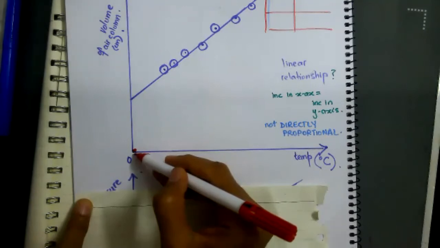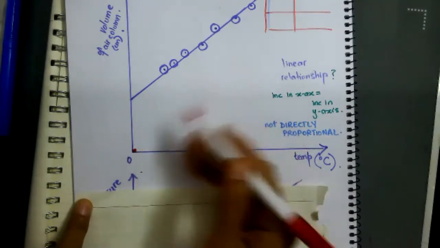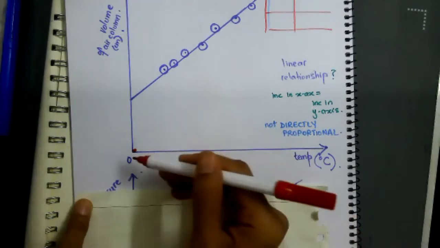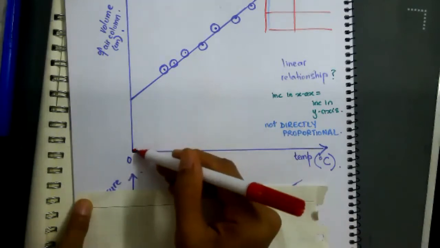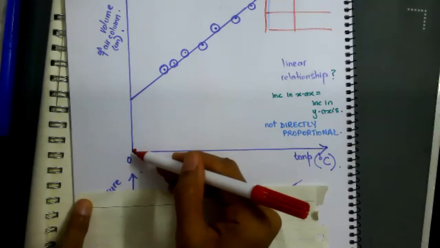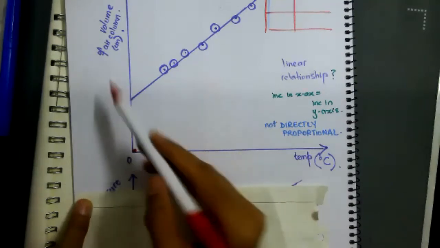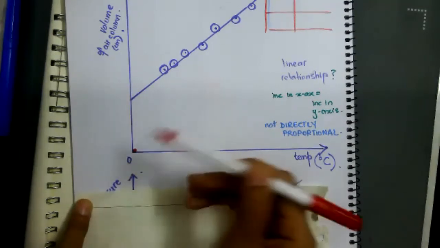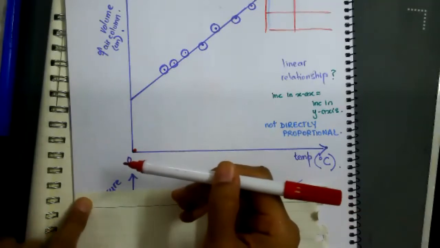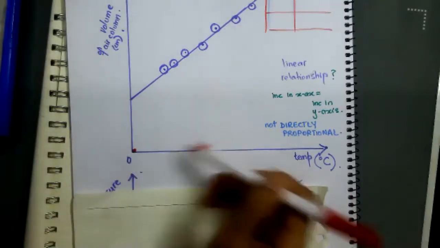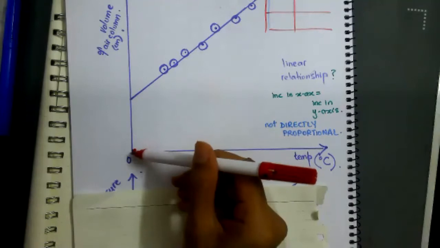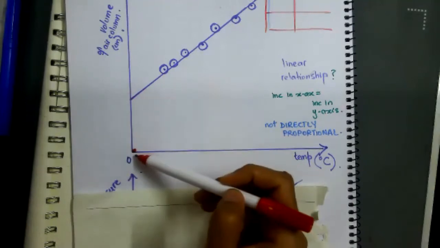And if volume is 0, then where did the gas go? That means no particles at all. So practically speaking, it's not possible. You cannot have volume 0. You cannot have it. Okay, temperature is 0, and at temperature 0, you don't have volume 0.